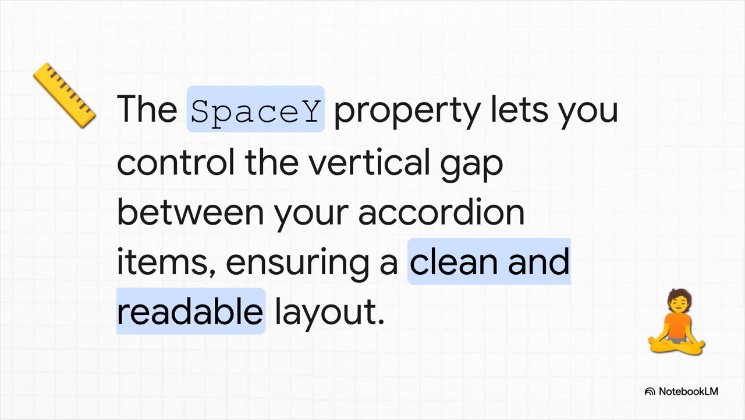And finally, let's give our elements some breathing room. Proper spacing is just so critical for readability, and the spacey property gives you direct control over the vertical gap between each of your accordion items. Out of the box, that gap is set to 2 dips. But that's just a starting point. You've got full control to adjust this anywhere from 0 if you want a seamless, connected look, all the way up to 32 to create some really significant separation between your items.